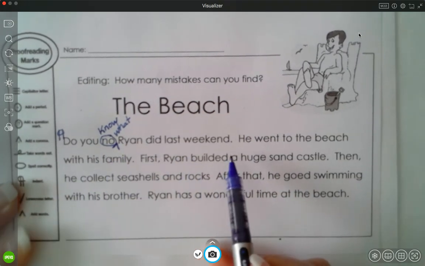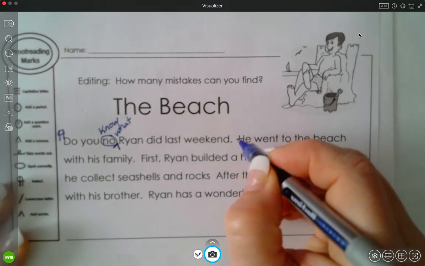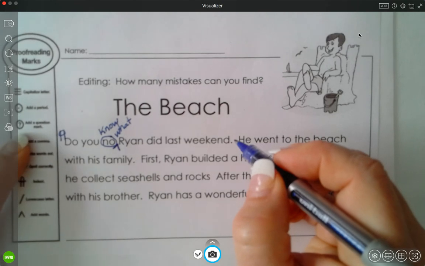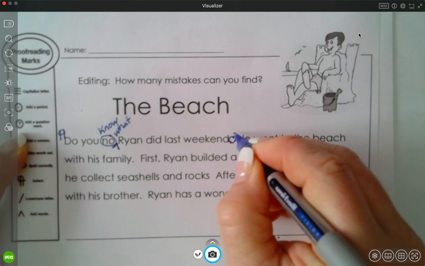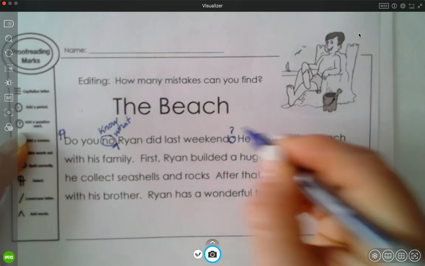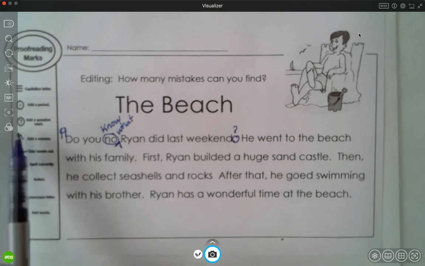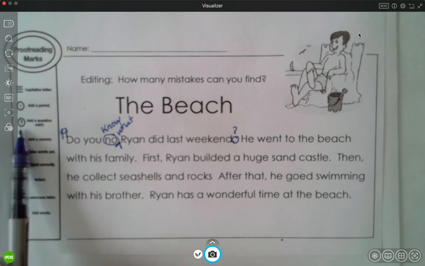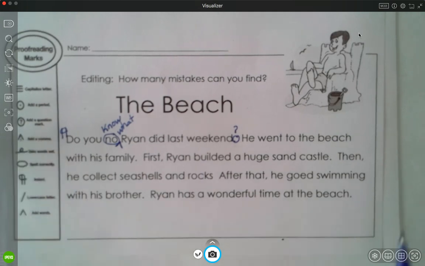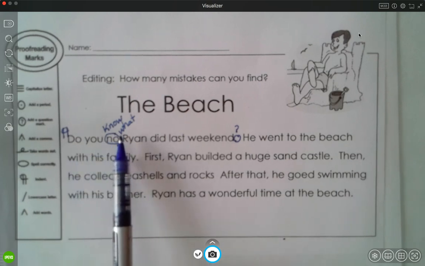Well, that sounds like they're asking a question. So I'm going to use this add a question mark. So I'm going to circle this and add a question mark. Now I didn't do it exactly as this mark shows, and that's just because it's kind of a tight space and kind of hard to get it in there. The important thing is that we show what we are changing. Okay, so now we have corrected the first sentence. Do you know what Ryan did last weekend?